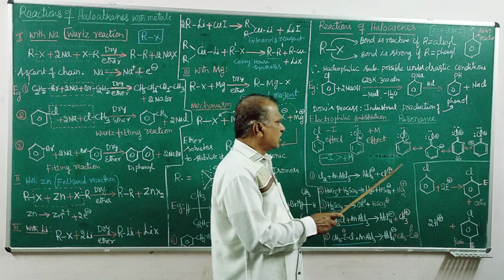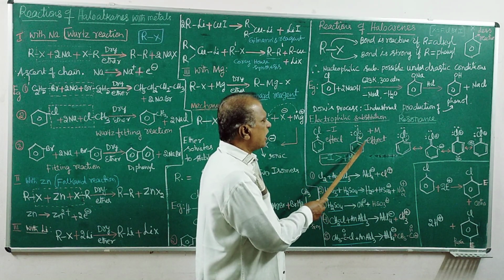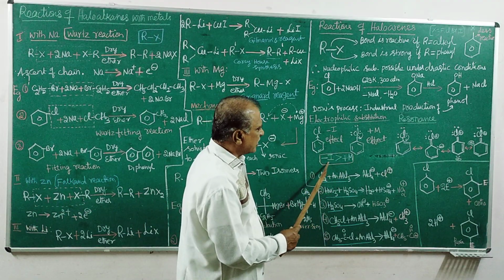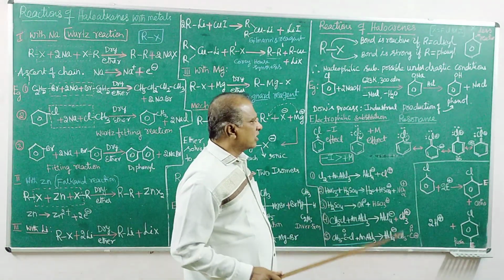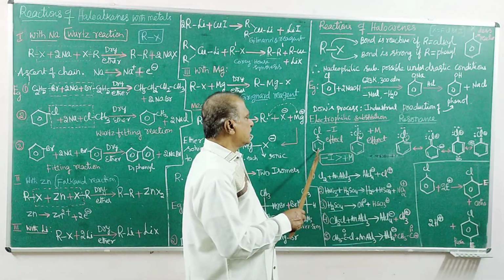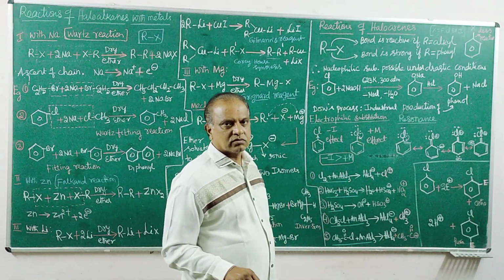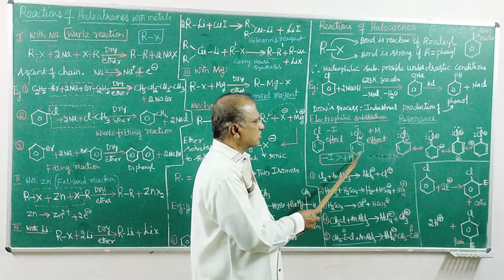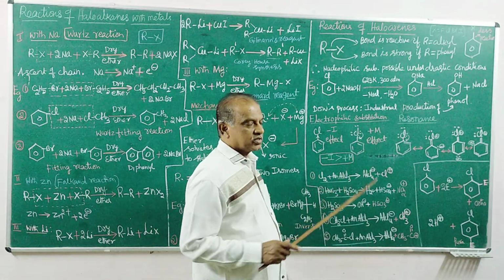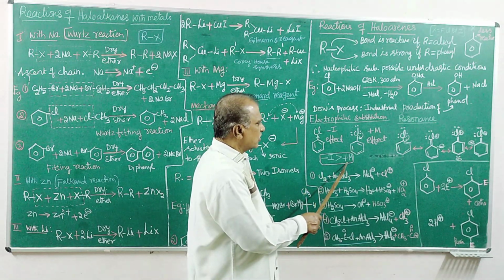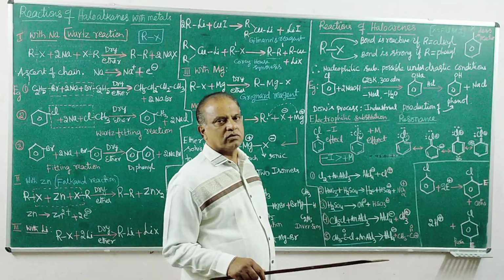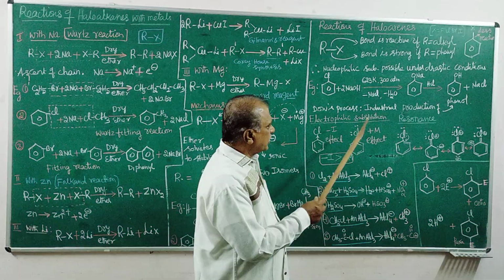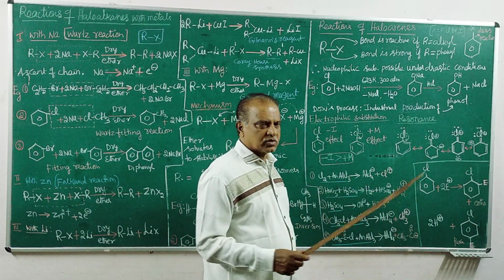Because of the plus M effect, it will activate the benzene, while the I effect will deactivate the benzene for electrophilic substitution. But when you compare, the I effect is stronger than the M effect, so overall the benzene is deactivated to a small extent. Chlorobenzene is therefore less reactive than benzene. Even then, chlorobenzene undergoes electrophilic substitution forcibly.